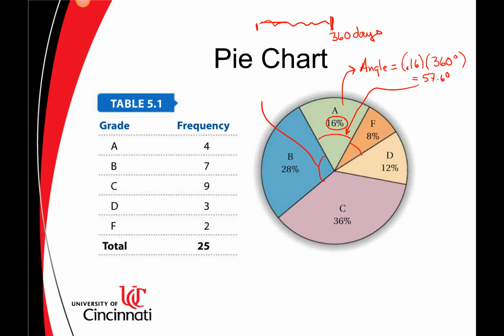Well, let's see. What's the relative percentage? 28%. So you're going to take 0.28 times 360. Yeah, and it's all downhill from there, isn't it? It works out to be 100.8 degrees. So about 101 degrees.